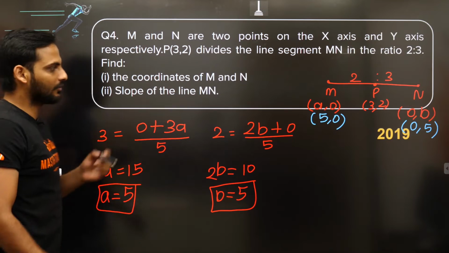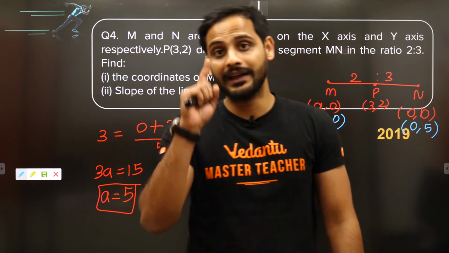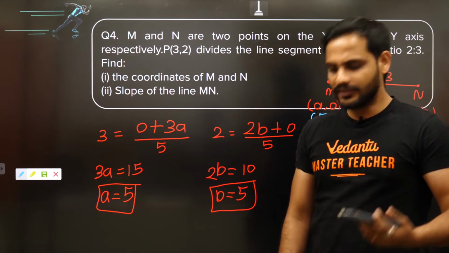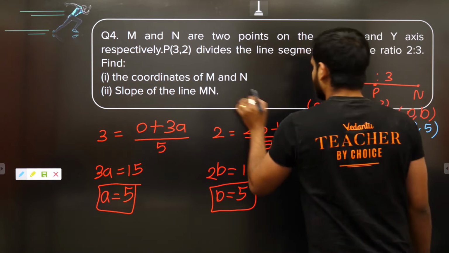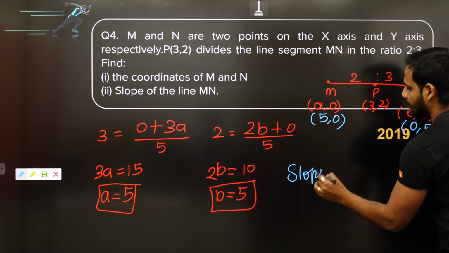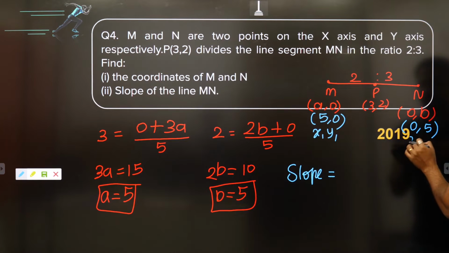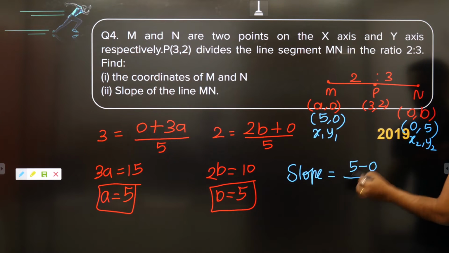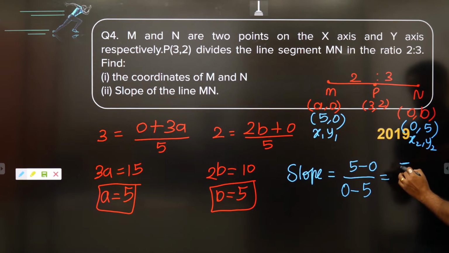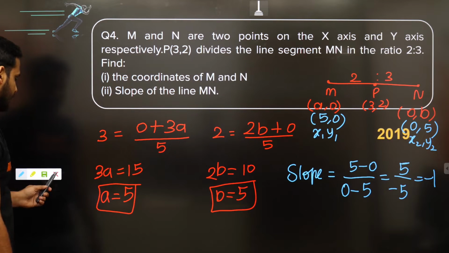Now, the slope of the line MN. So beta, if I want to find the slope of the line MN, I know the coordinates of M and the coordinates of N, so I can easily get the slope by the formula y2 minus y1 upon x2 minus x1. Let us say it is (x1, y1) and (x2, y2). So y2 minus y1, 5 minus 0, upon x2 minus x1, 0 minus 5. So you get 5 upon minus 5, which is equal to minus 1. That means the slope is minus 1.